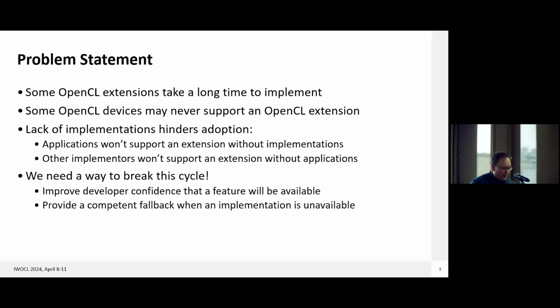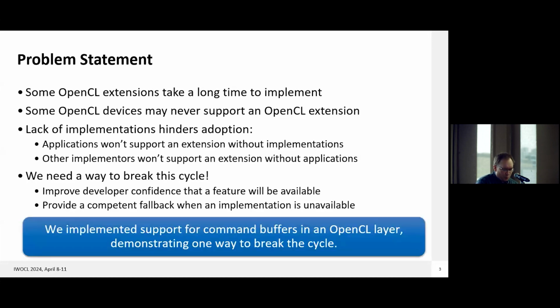So we need to figure out a way to kind of bust out of this cycle and find a way to make these features easier to use and easier to adopt, even if not all the implementations want to do the work in order to make it happen. So for this talk, we'll talk about how we've implemented support for command buffers using an OpenCL layer, which is a somewhat new feature to OpenCL that's been used in other APIs successfully. And through this, we'll show one potential way to kind of break the cycle of features never finding their path.